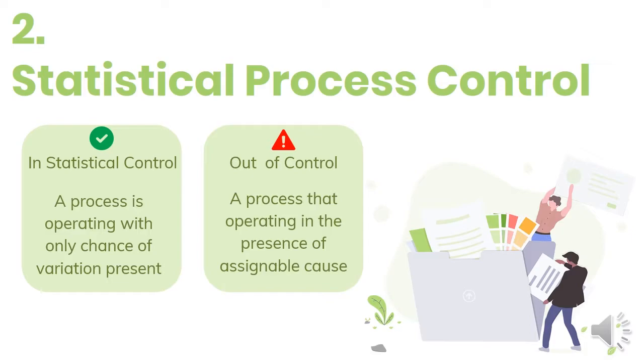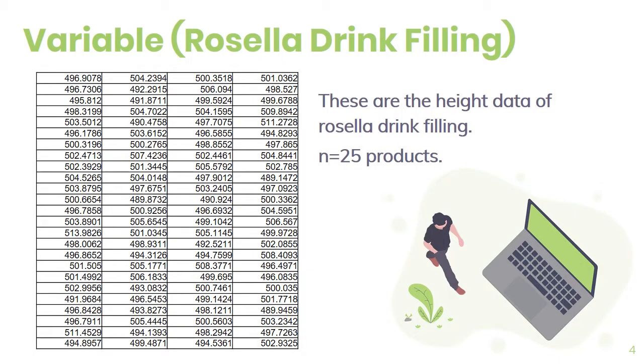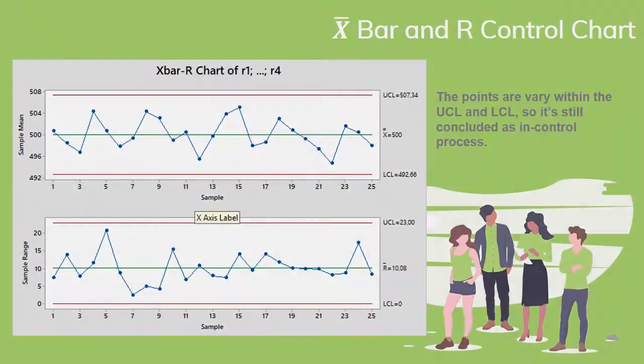The control chart can be categorized into control chart for variable and control chart for attributes. So the next section is about statistical process control, and it's basically divided into two big parts, which are the variable and attribute. One of the variables deals with Rosella drink filling, so it assesses the height in each bottle, and the number of data gathered is 25 data with 4 subgroups, and you can see the data in the table above. Those data are processed into an X bar and R chart as shown in the next slide.